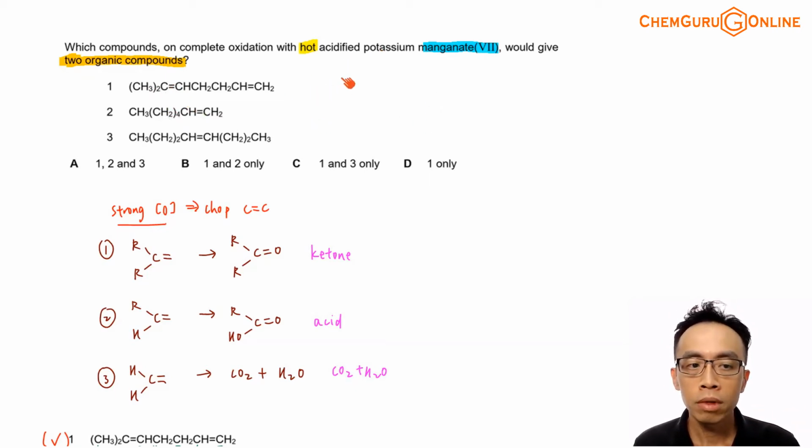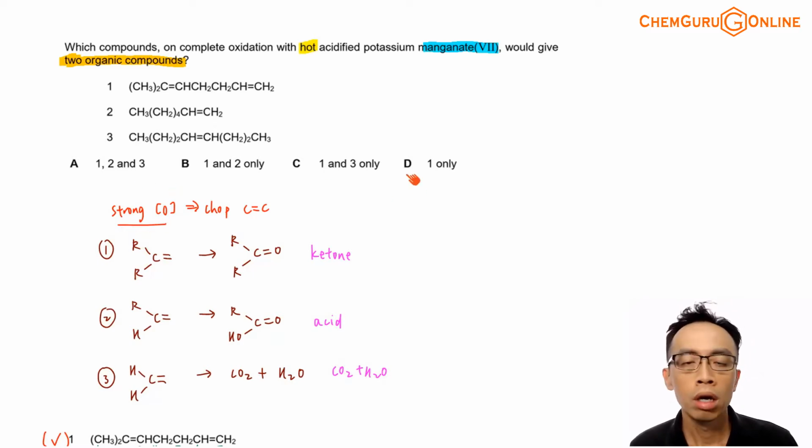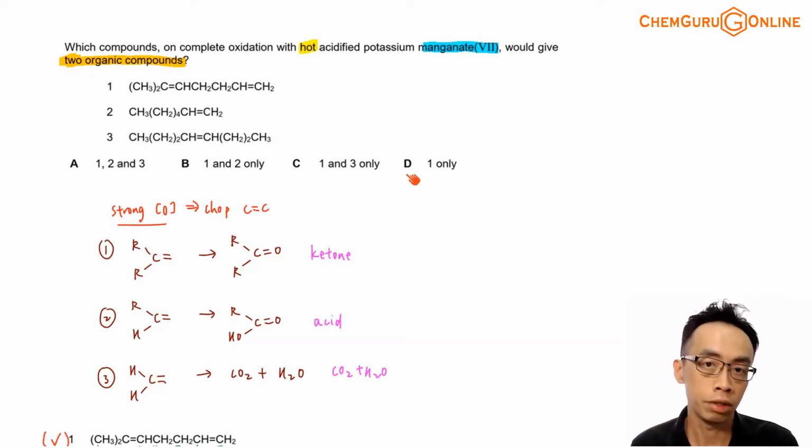Now, involving oxidation with hot acidified KMnO4, if you look at the functional groups present in compound number 1, number 2, and number 3, they all have the alkene functional group. So we know that this is your strong oxidation, or your oxidative cleavage. Effectively, what we are doing is we will break the carbon-carbon double bond, and based on the groups that are attached to your alkene carbon, it can be oxidized to three different products. So let us just recap that before we apply this to this question here.